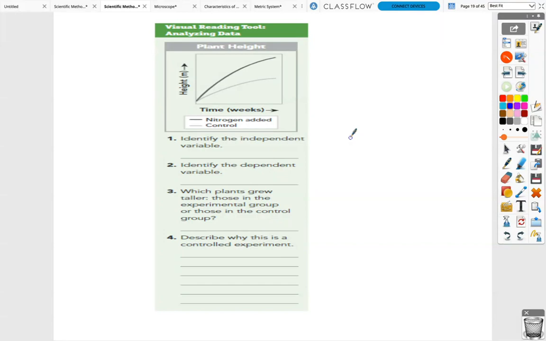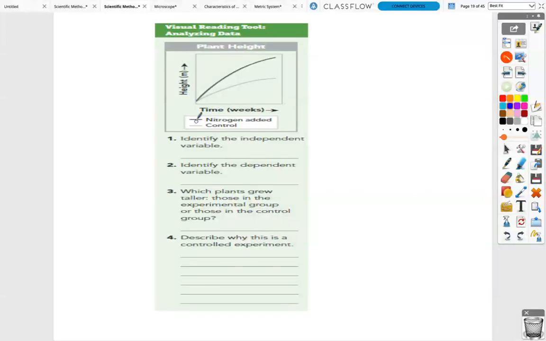And then on the graph, you see the title at the top, plant height. You have to make sure whenever you're reading graphs that you really look at your titles, because your title can show you lots of good information. And then also look at your x-axis and your y-axis. We can see here that we have some more information below our x-axis there. Our x-axis is labeled as time in weeks, and then our y-axis is labeled as height here.